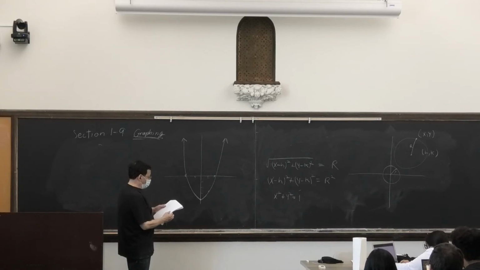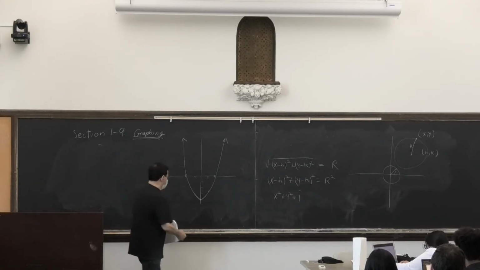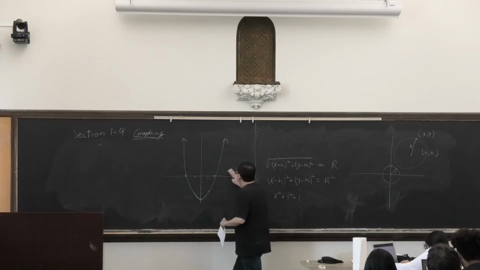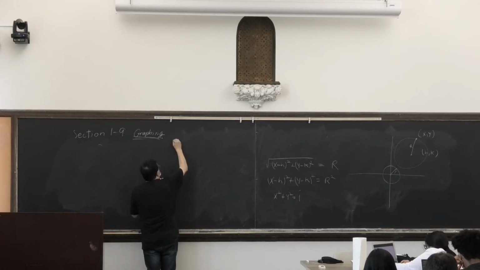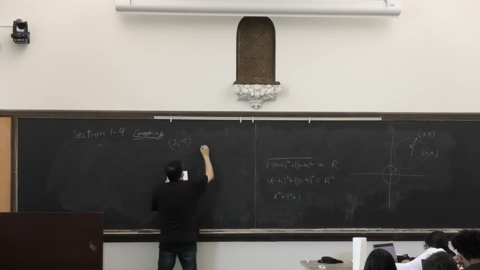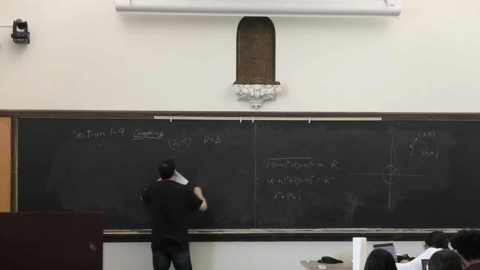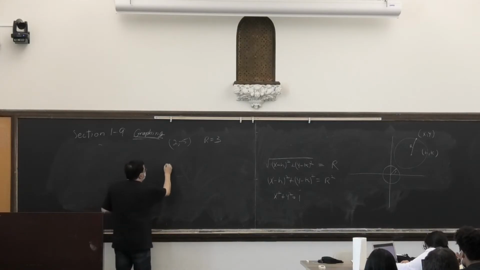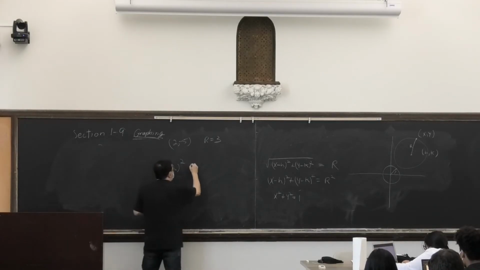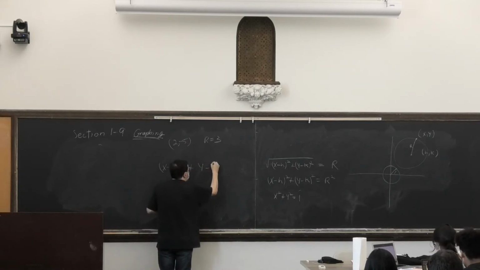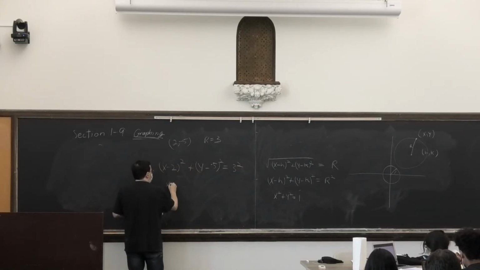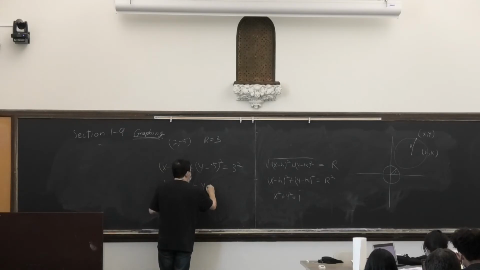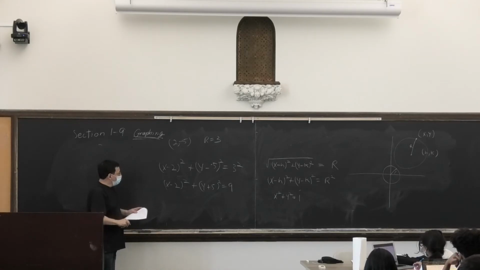So, what could we do with that? Well, we could ask a question like, what's the equation of a circle with center (2, -5) and radius 3? Well, it's just kind of a plug-in. x minus 2 squared plus y plus 5 squared equals 3 squared, or x minus 2 squared plus y plus 5 squared equals 9.